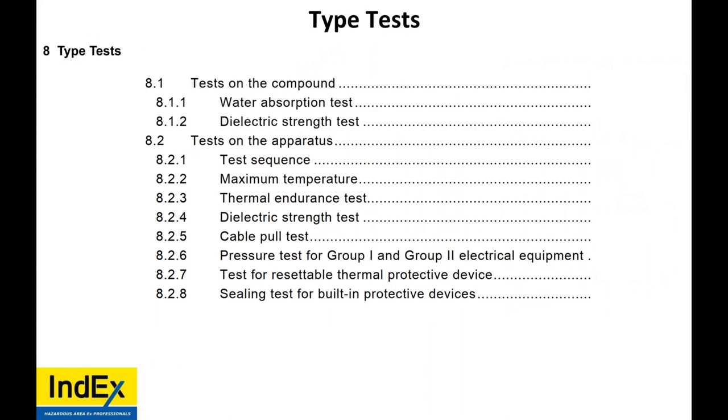So what type of testing needs to happen? There's a lot. We already went over the water absorption, the dielectric strength test. These are tests on the compound. Now, the tests on the apparatus, the equipment: we can be speaking about the test sequence of how it will be done, the maximum surface temperature, its maximum temperature, the thermal endurance test, an insulation resistance dielectric strength test, a cable pull test, an overpressure test, test for resettable thermal protection devices, so circuit breaker, and a sealing test for built-in protective devices.